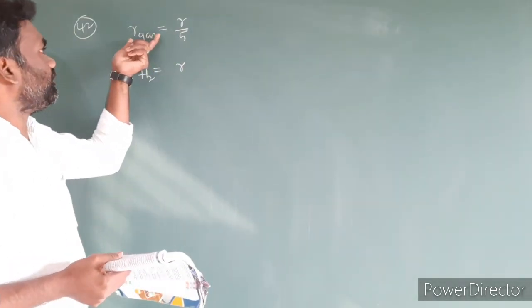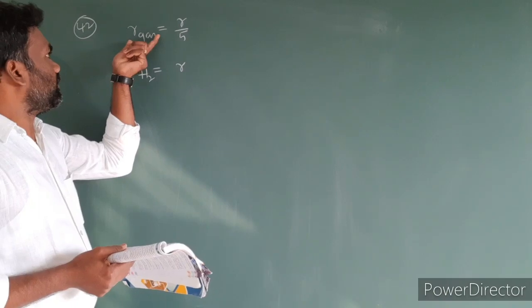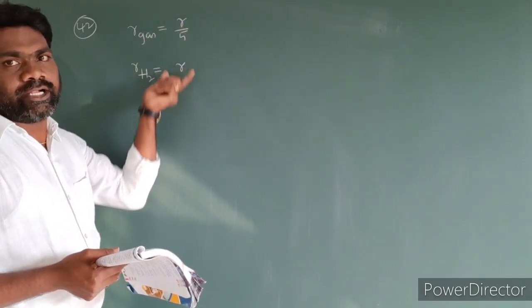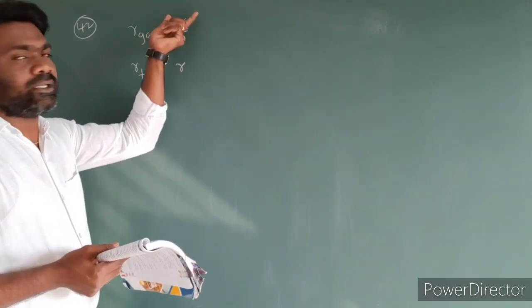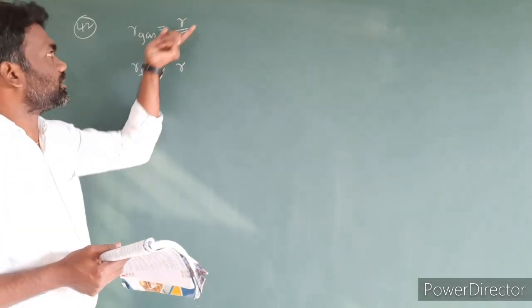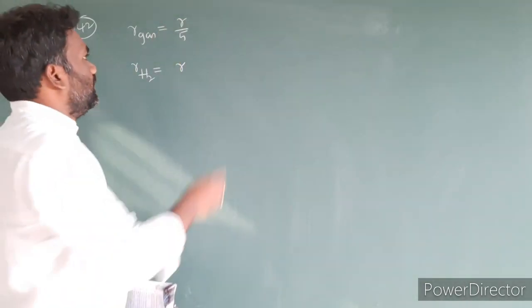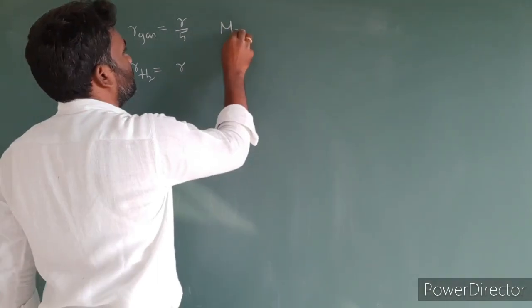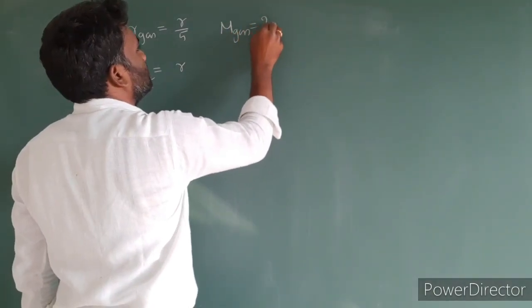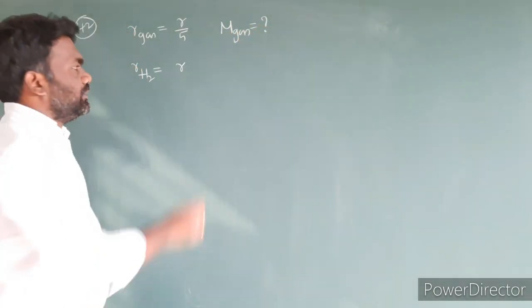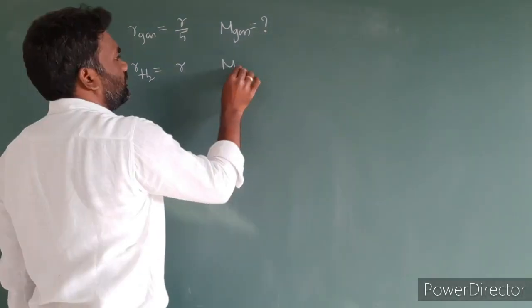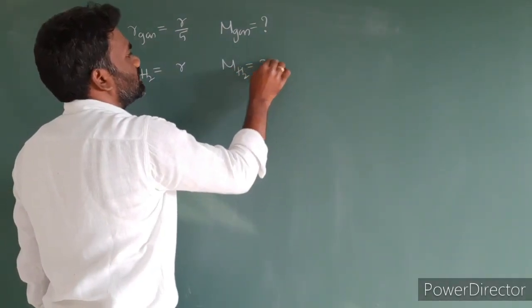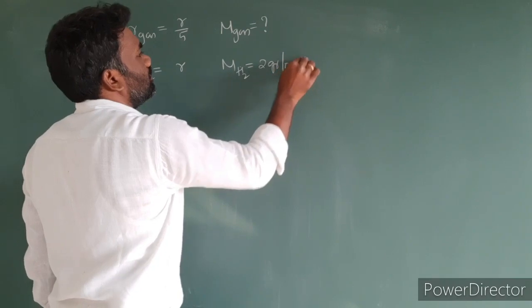And the rate of diffusion of the unknown gas is 1/5 of hydrogen gas, which is nothing but R by 5. Then we have to find the molar mass of this gas. The molar mass of hydrogen gas we already know very well: it is 2 gram per mole.